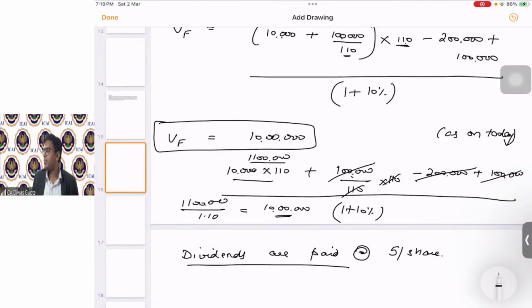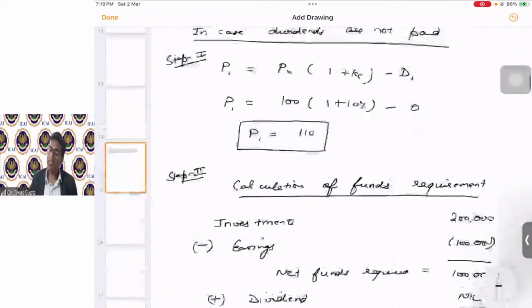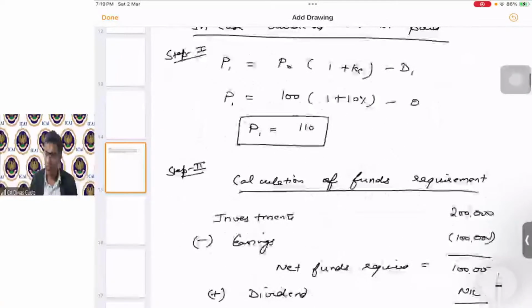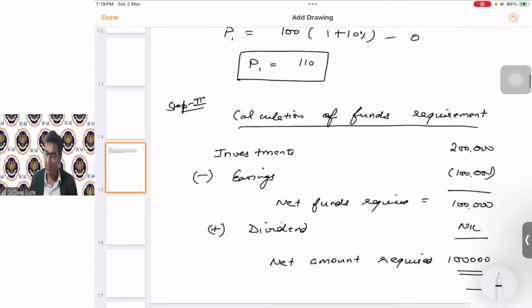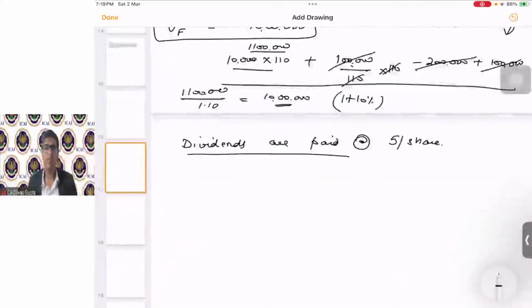If dividends are not paid, why are shares issued and why are funds required? Sanya, because this theory assumes that there will be a minimum investment that you will still need. That's why the shares are being issued. Okay. Now, please focus here. When the dividends are paid at the rate 5 rupees per share. Step 1.